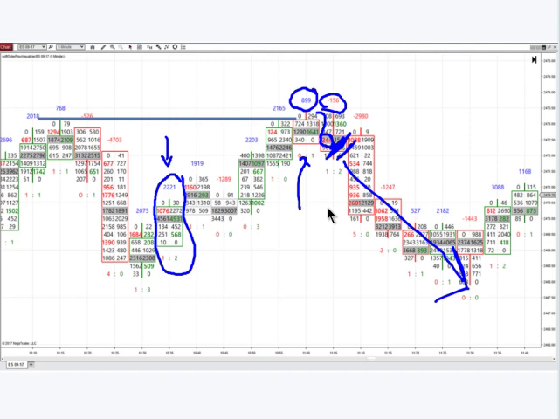Executed on the bid, aggressive selling. Bottom numbers, 1 by 2 here, it's 1 red to 2 greens. This gives us a snapshot of who the aggressor is on this particular candle.